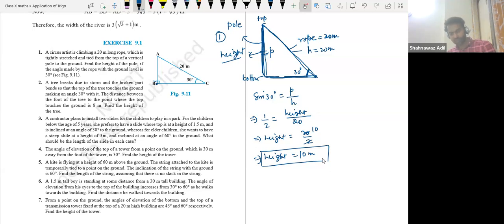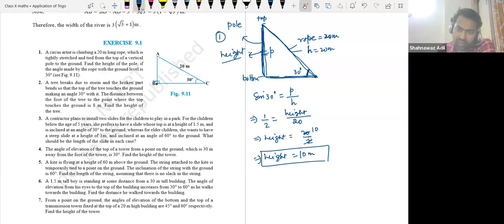Whenever you have noted it down, please tell. Height is 10, right? Not hypotenuse. Height is equal to 20 by 2. Yeah, 20 by 2, that is 10, right?